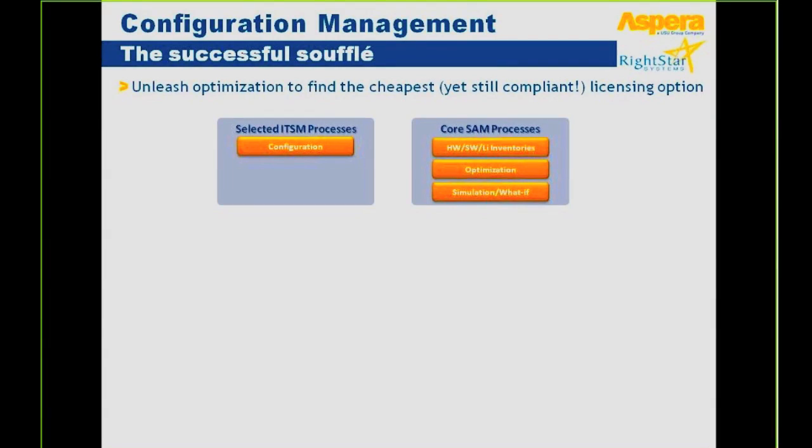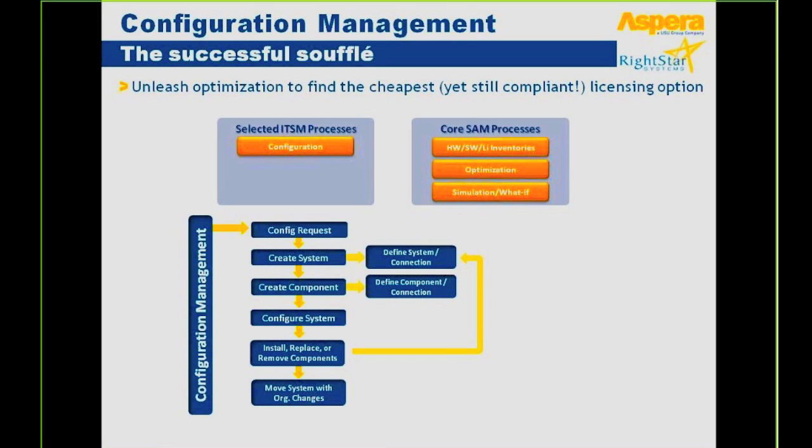Next example, the configuration management process. And here, for the first time during this webinar, we talk about optimization. On the left-hand side, you see the classic design of the configuration management process. There's a request, a system is created, a component is created, the system is configured, you install, replace, or move components, or you move systems along with organizational changes.